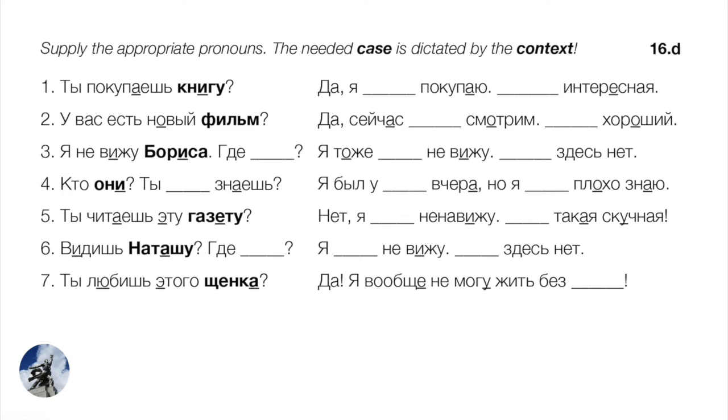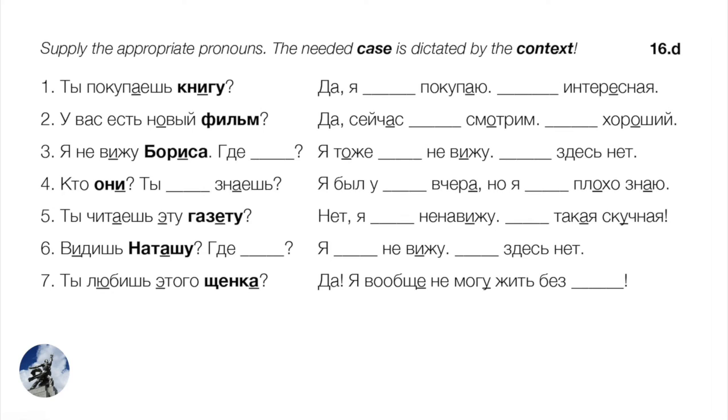Let's say, I was at their place yesterday. Я был у них. Right there we need the genitive after у, and we need to add that n after the preposition. Я был у них вчера, но я их плохо знаю. So I was at their place yesterday, but I know them badly, or I don't know them well. Я их плохо знаю.